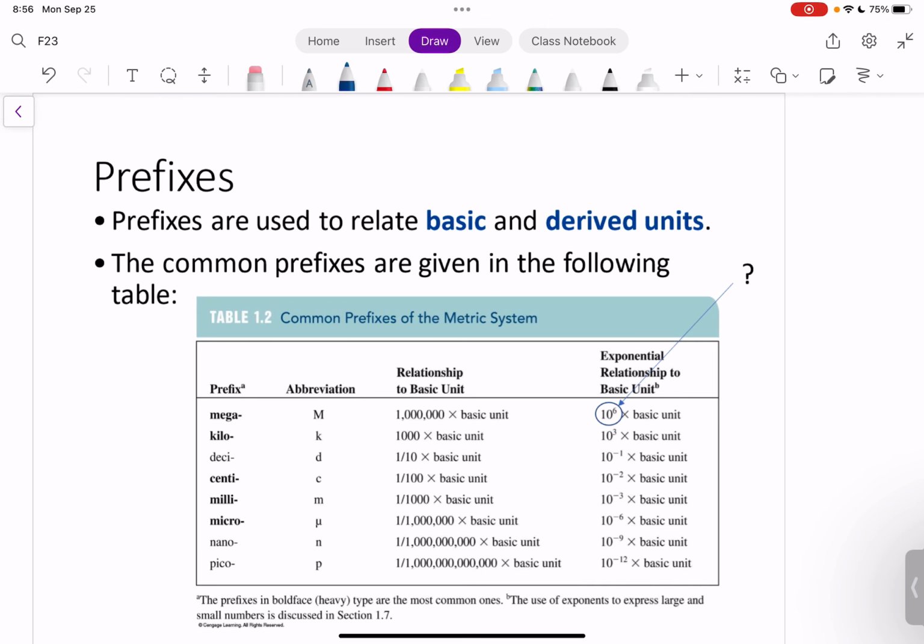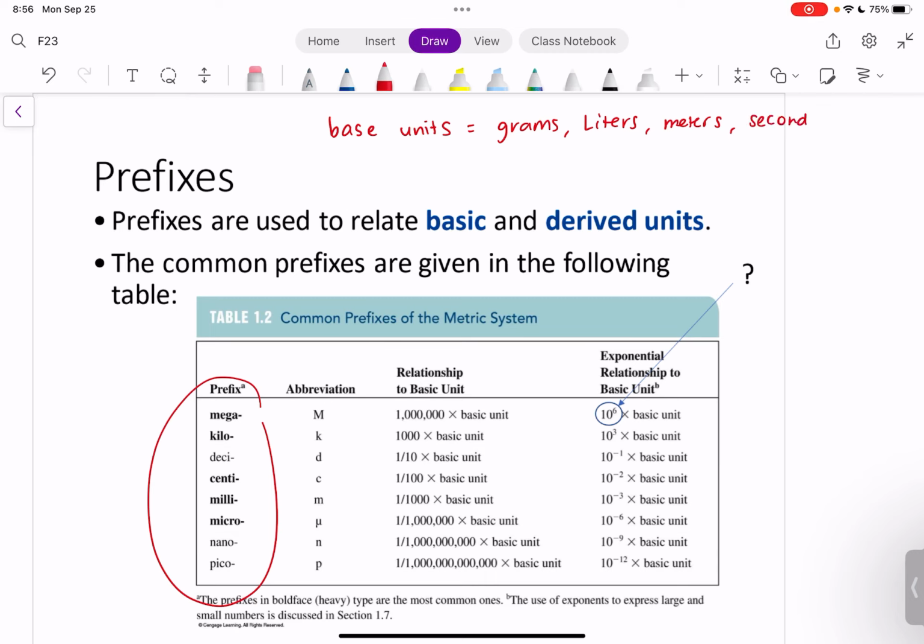Yeah, grams. The coolest thing about the metric system is that you can add different prefixes in front of your base units. Base units are the base things that you measure different properties of matter in. So you can measure the mass in grams. Grams is a base unit, as are liters, meters, seconds. These are all examples of base units.